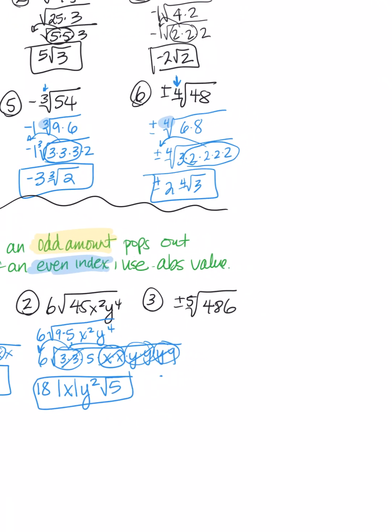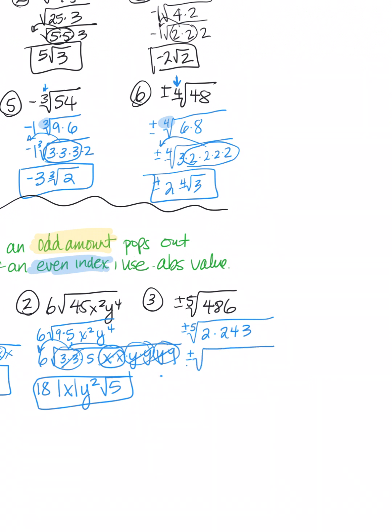Let's try this one. Notice this one is to the 5th root. This is different, right? So it has to come out in groups of 5. So let's do some factoring. All right, so 486. I know it's even, so I can definitely take out a 2. If I divide by 2, I get 243.